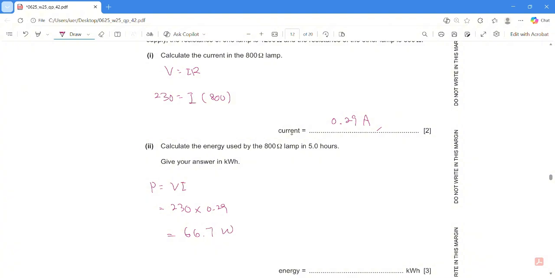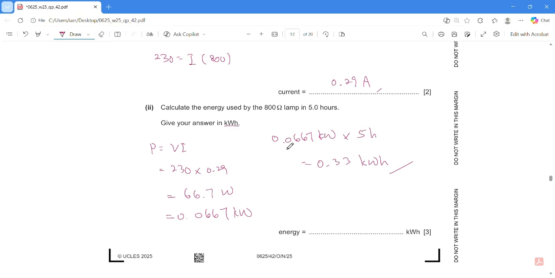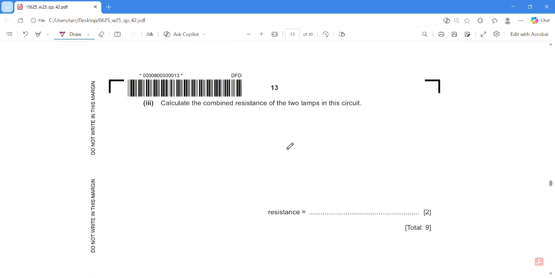6.767 watt. Okay, and I convert to kilowatt by dividing by 1000, which is 0.0667 kilowatt. Now we need to look for the answer in kilowatt hour, so we just use this kilowatt times 5 hours, and we should get the answer 0.33 kilowatt hour. Done. So easy.